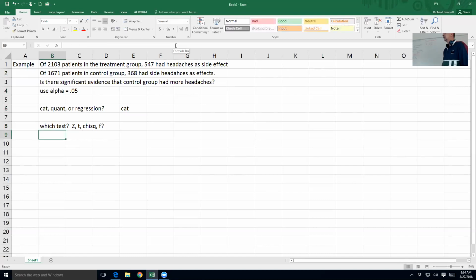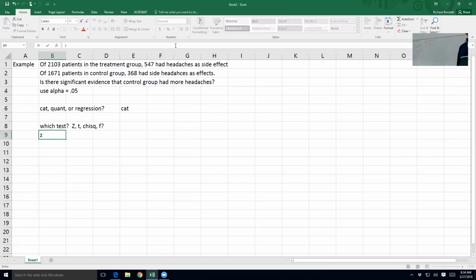So, looking at this problem, what do you think? It's going to be a z test because... okay, so you went the next way. Am I going to give you the standard deviation? Yes, I am, right here.